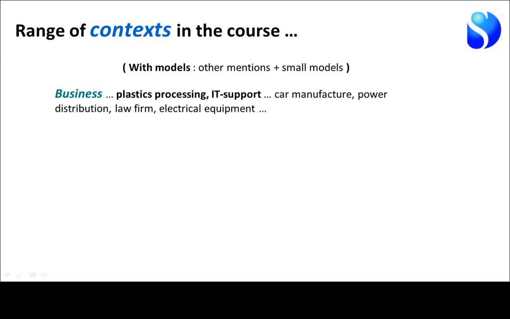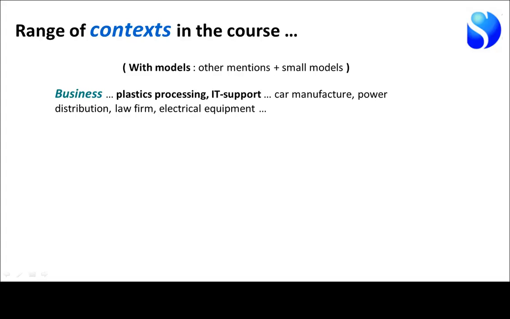So let me just say a word about the range of contexts that we actually cover in the course, in this slide and some others that follow. The bold text here refers to cases where we've got quite substantial models that run through several classes in the course, and the not bold text either has no models at all. We simply mention important issues that arise in those cases, or we just have small models, and I'll give an example of those.